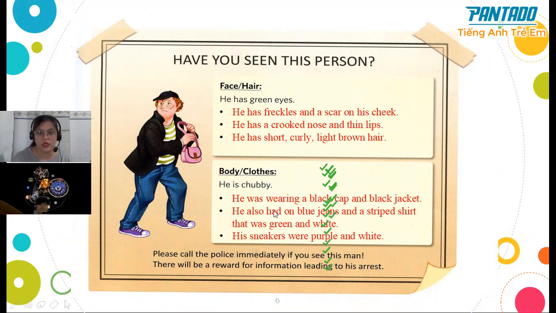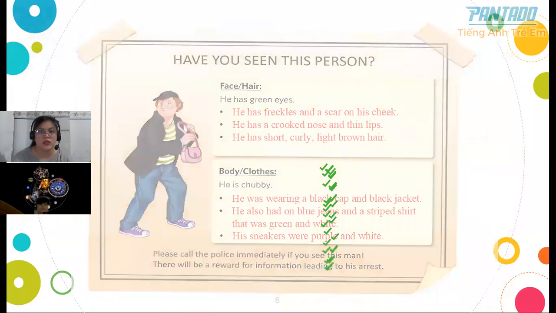Okay. All right, green and white. His sneakers were purple and white.